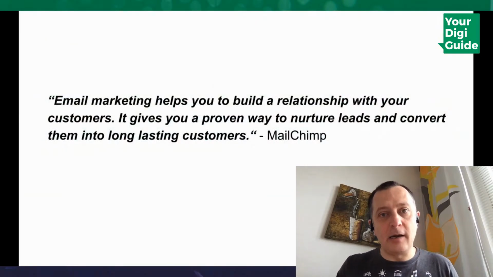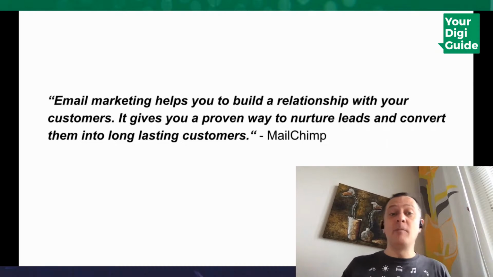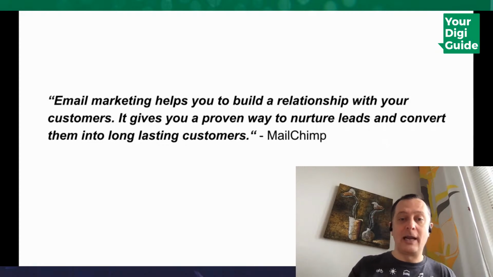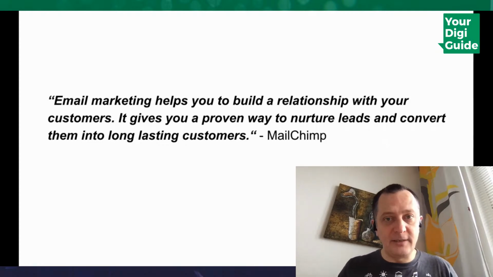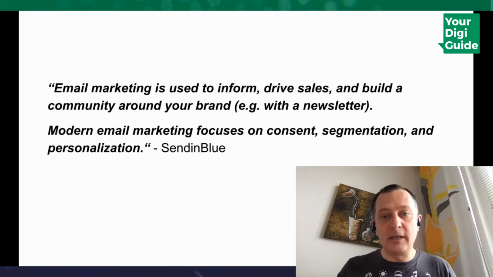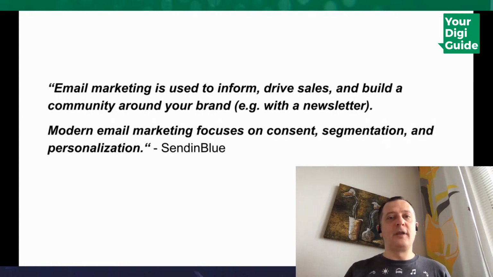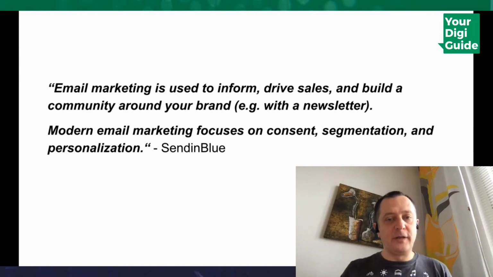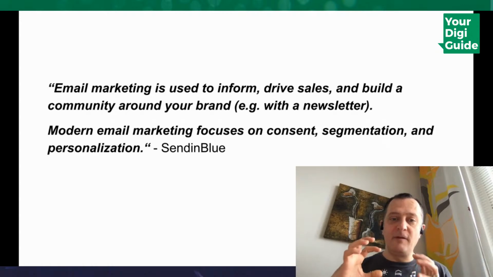Good. So let's see what others are saying about what email marketing is, right? So MailChimp says that email marketing helps you build your relationship with your customers, and it also helps you nurture your leads and convert them into long-lasting customers. The competitor of MailChimp, Sending Blue, another email marketing software, says that email marketing is used to inform, drive sales, and build a community around your brand, right? So one of the things to do that is basically the newsletter, for example. And this is quite important, that email, actually, what they say is that email focuses on consent.